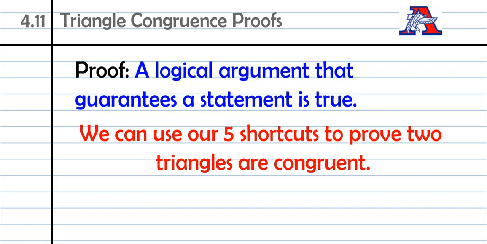If you have heard from some friends or family members about proofs, usually they happen in geometry class, and usually people dread them. But I think the way that we're doing them in here, it's not going to be so bad. So what a proof is: it's a logical argument that guarantees a statement is true. You use proofs in your everyday life all the time. You're trying to prove things to your parents, prove things to your teachers all the time. You need evidence that what you're saying is true. So in this unit, we are doing proofs using the 5 shortcuts that we've been talking about, side-side-side, side-angle-side, etc., to prove that two triangles are congruent.